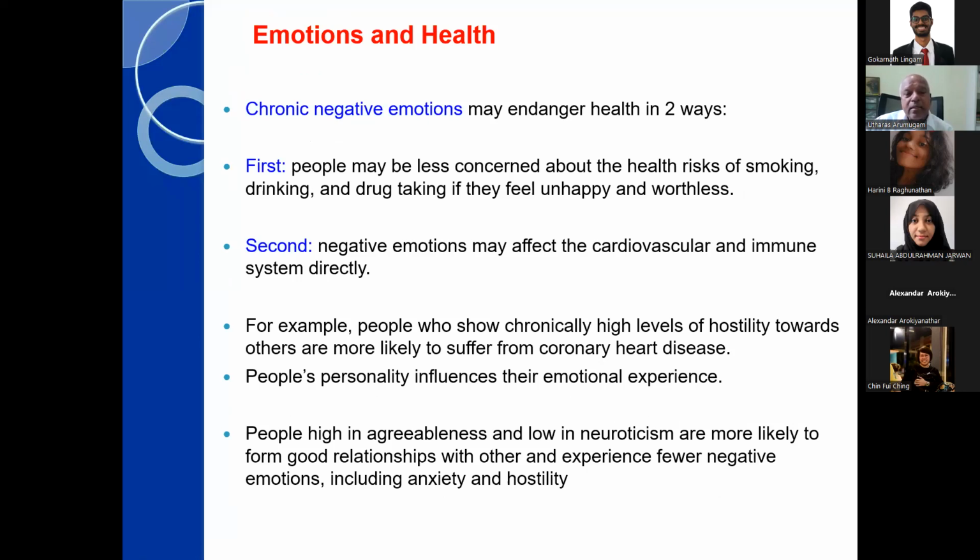Negative emotions may also affect the cardiovascular and immune system directly. For example, people who show chronically high levels of hostility towards others are more likely to suffer from coronary heart disease. It's what we call hardening of the arteries. When somebody gets very angry, you'll see the arteries standing up. Okay, it's hardening of the arteries.